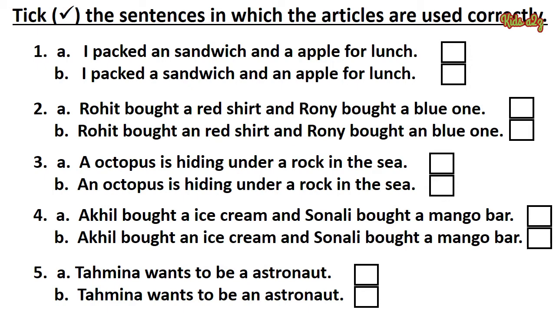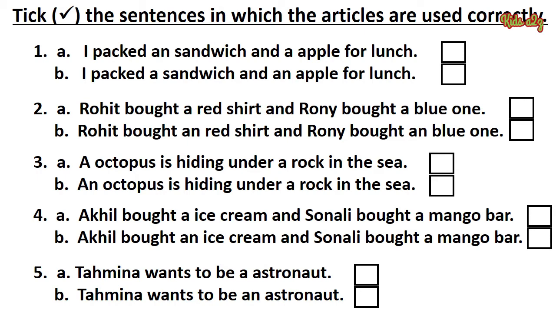Next worksheet, tick the sentences in which the articles are used correctly. So the first question is, option A, I packed an sandwich and a apple for lunch. And second option is, I packed a sandwich and an apple for lunch. Here we can see the second sentence is correct. So here beside this sentence, kids need to put the tick mark. Question number 2, option A, Rohit bought a red shirt and Ronnie bought a blue one. Option B, Rohit bought an red shirt and Ronnie bought an blue one. Here option A is correct.